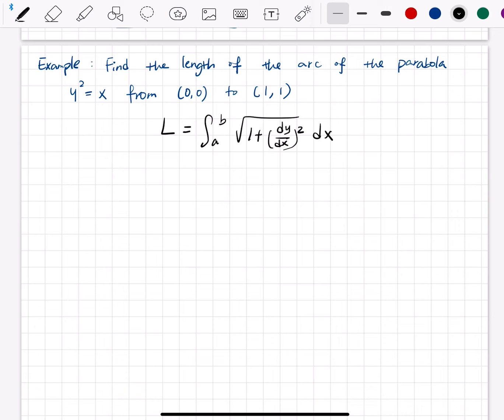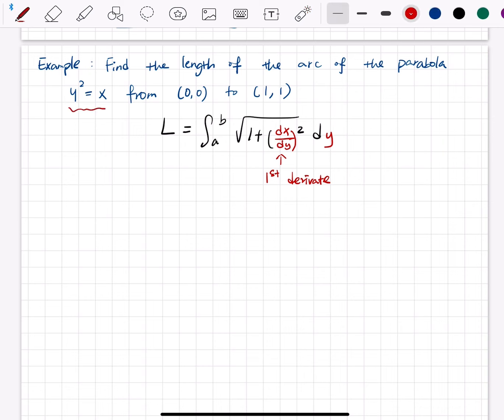We're going to modify it to the square root of 1 plus dx over dy squared dy. And what is that? This piece is still going to be the first derivative, but we're not going to take the derivative with respect to x. We're going to take the derivative with respect to y. So you can think about this as g of y equal to something in y. And then at the end, of course, we're going to have dy instead of dx.